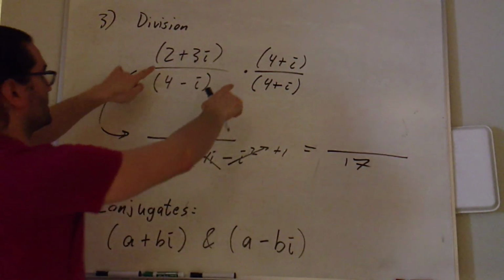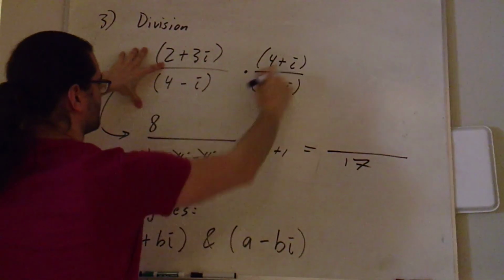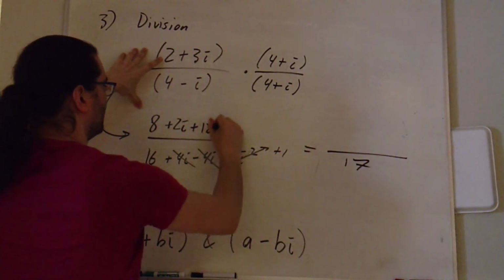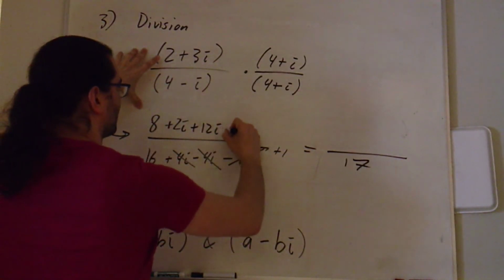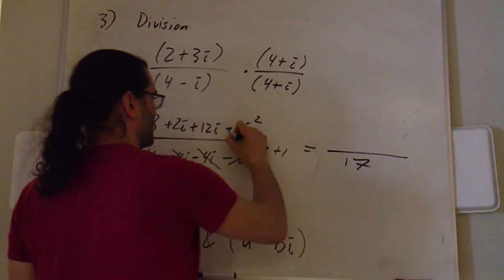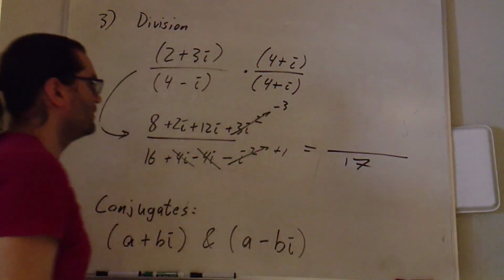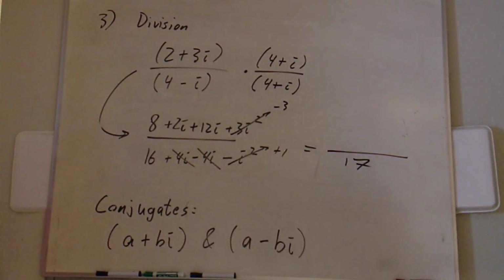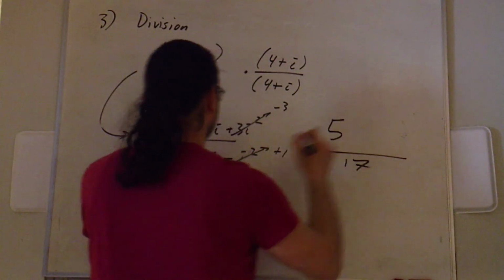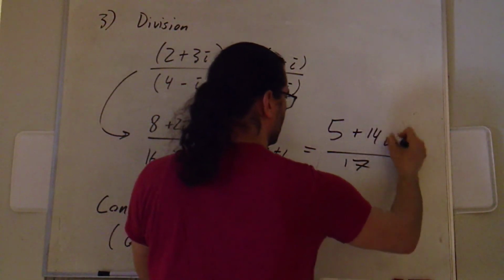So let's look at what happens on top. 4 times 2 is 8. Outside will give me a 2i. Inside will give me a 12i. Last will give me a 3i squared. So this 3i squared is going to turn into a minus 3 on the back end. And then 8 minus 3 should give me a 5. 2i plus 12i should give me a 14i.